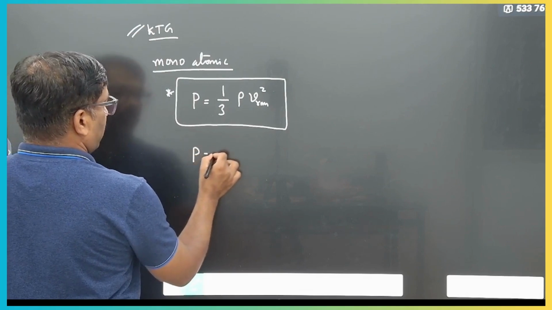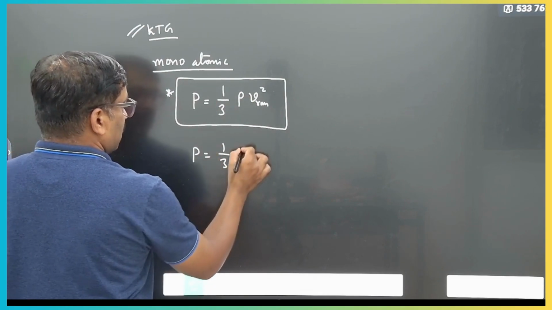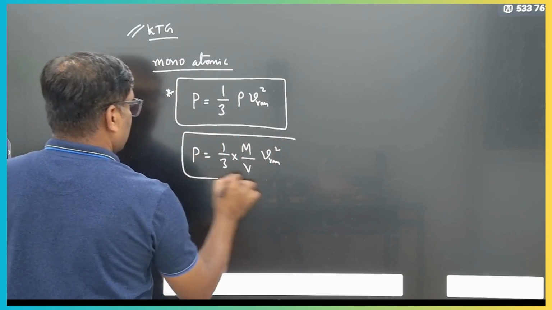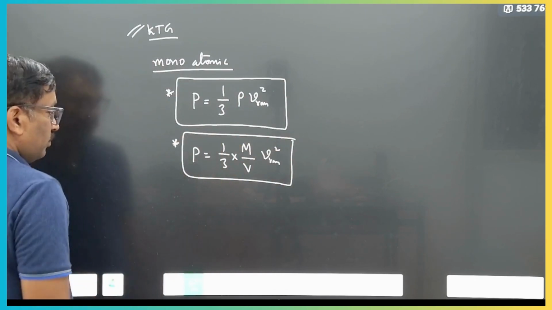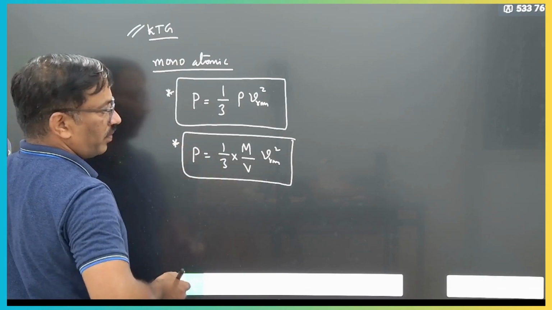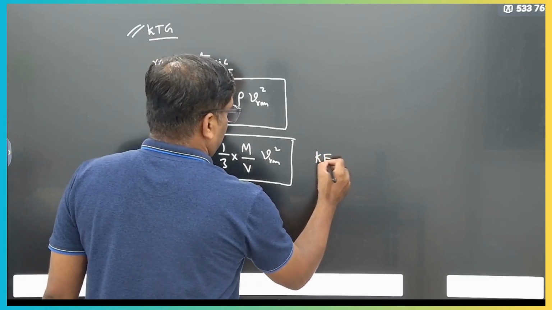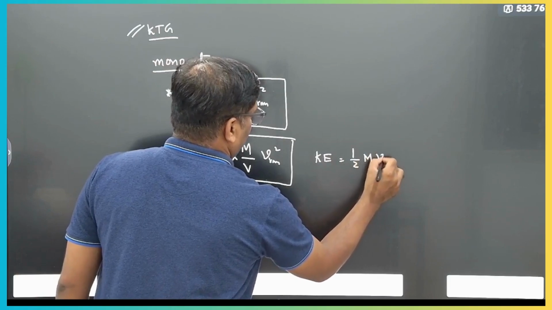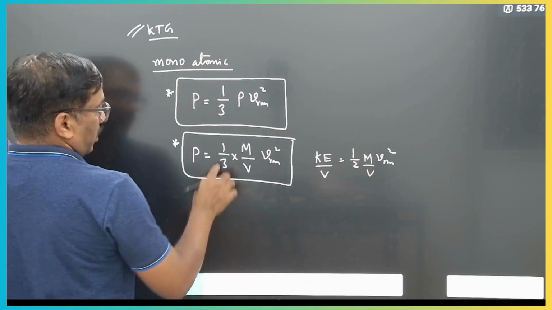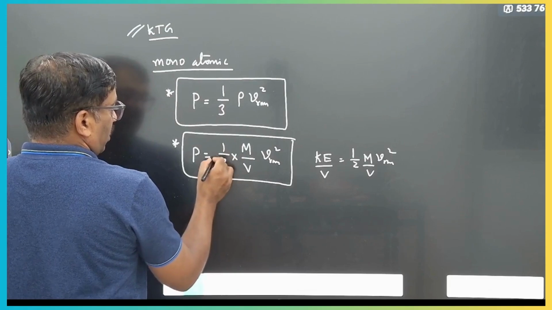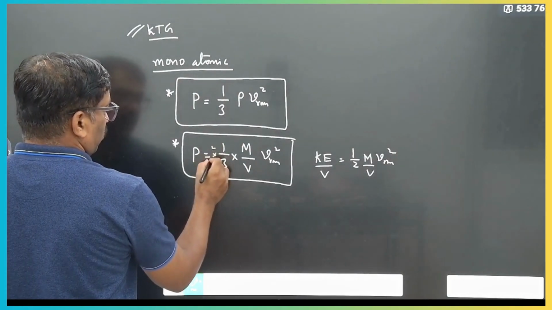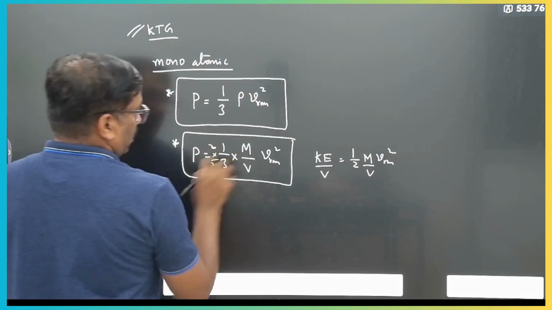So pressure equals 1 by 3 times density, and density is the mass of the gas by volume, into Vrms square. Clear? Now we can rewrite it in terms of pressure into volume, or in terms of kinetic energy. Kinetic energy is half the total mass into Vrms square. Since there is a 2 and a 3, I will multiply and divide by 2, so I can take 2 by 3.